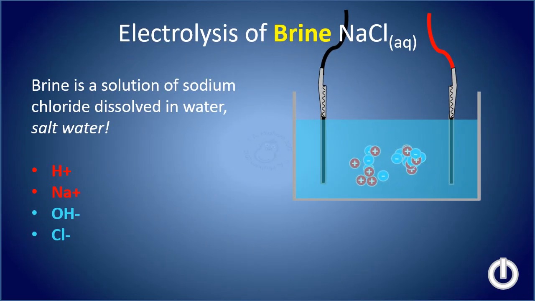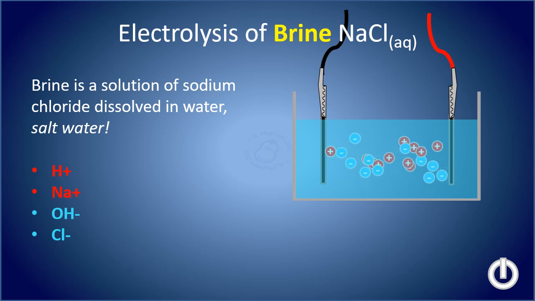Okay, so we're going to look at the electrolysis of brine. Brine is sodium chloride solution, so saltwater solution basically. You've probably heard of brine, tuna in brine or hot dogs in brine, but it's basically sodium chloride, which is table salt, dissolved in water.